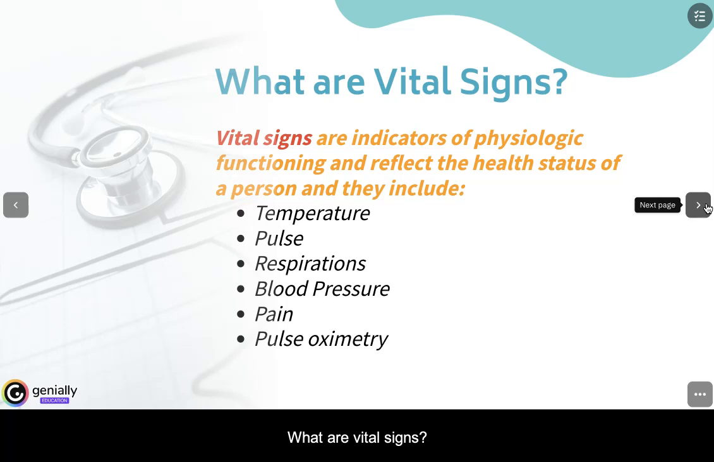What are vital signs? Vital signs are indicators of physiological functioning, and they reflect the health status of a person. These are crucial aspects of nursing. It's a part of our nursing process. We do this every day. These include temperature, pulse, respirations, blood pressure, pain, and pulse oximetry.